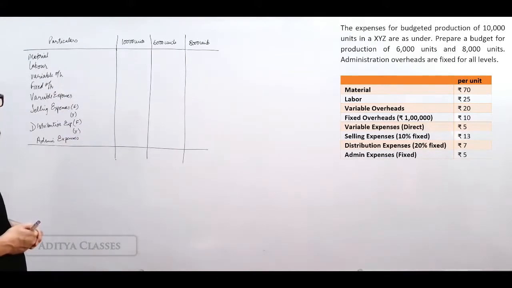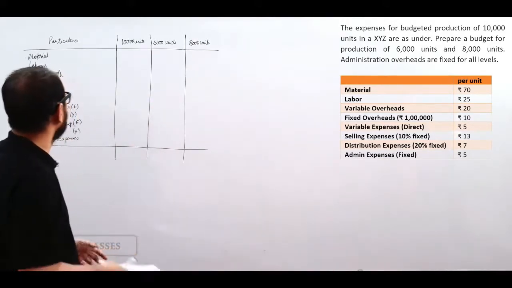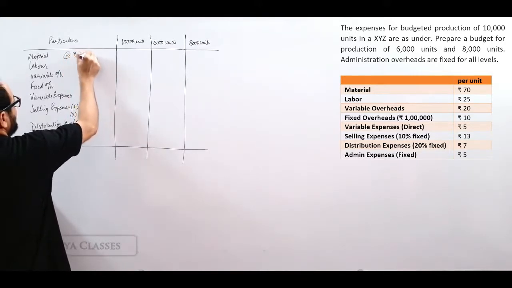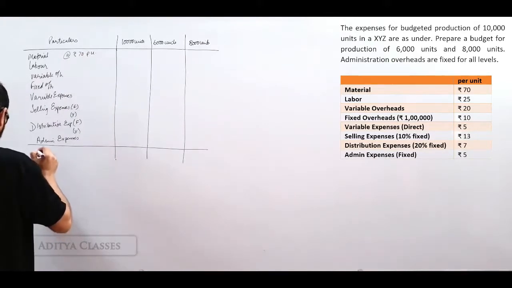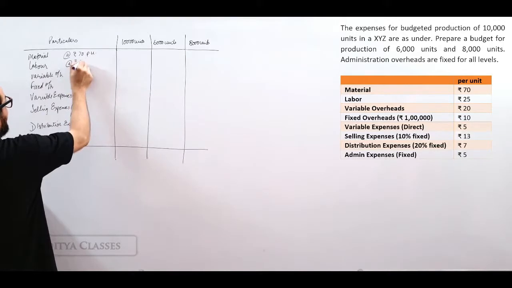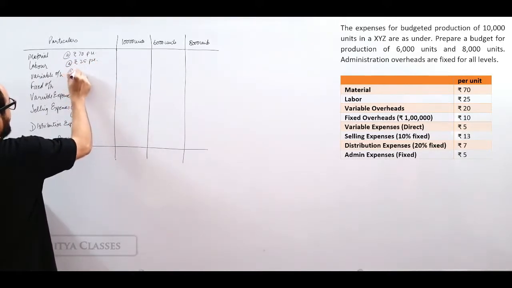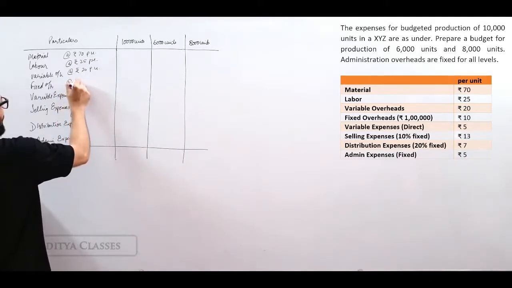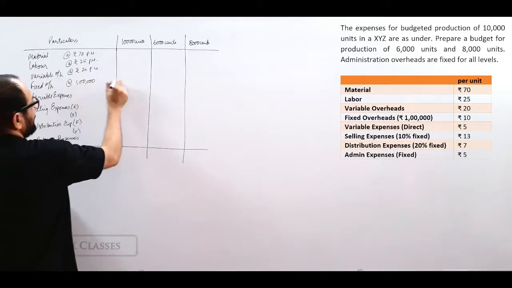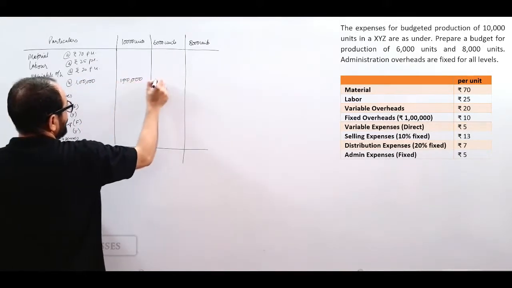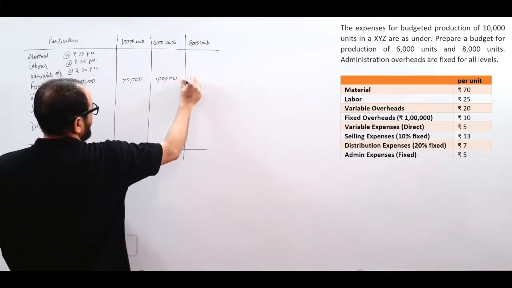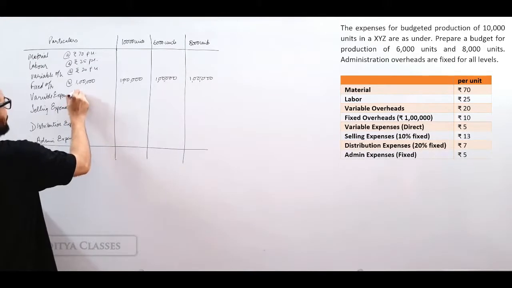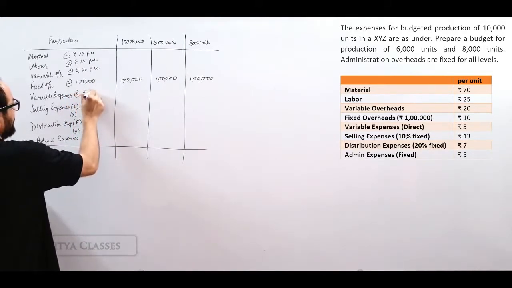So here is our table. Here are our expenses. Let us go ahead and categorize them. Material is completely variable and it is given as rupees 70 per unit. Then labor and variable overheads are 25 and 20 rupees, at 25 per unit and at 20 per unit. Then there are fixed overheads of 1 lakh rupees. Now we very well know that these 1 lakh will remain constant over all levels of activities. Then we have variable expenses which are direct, so they are per unit, rupees 5 per unit.